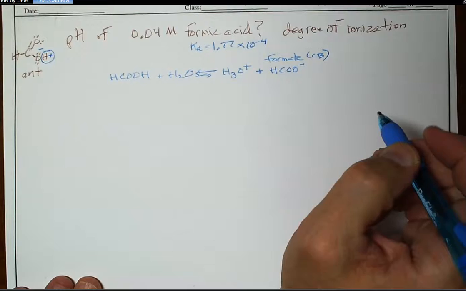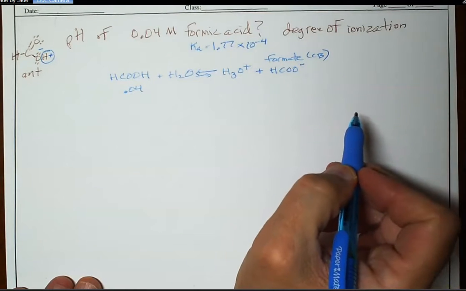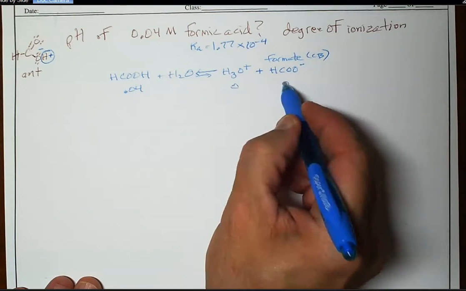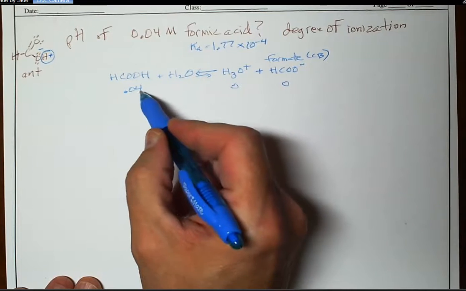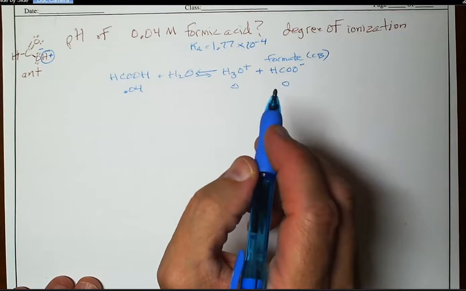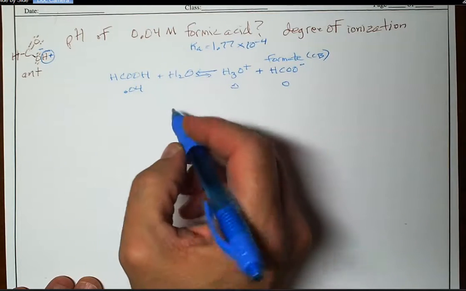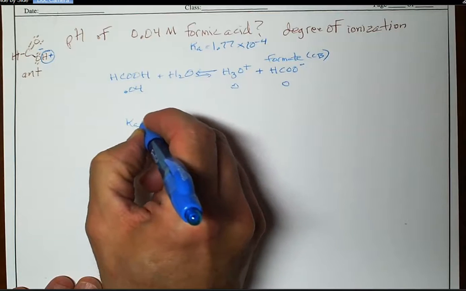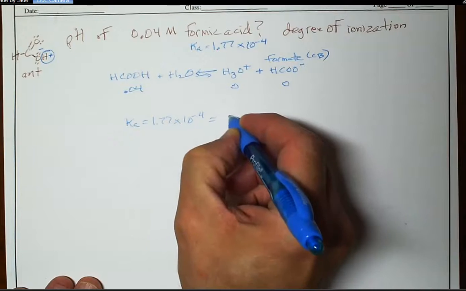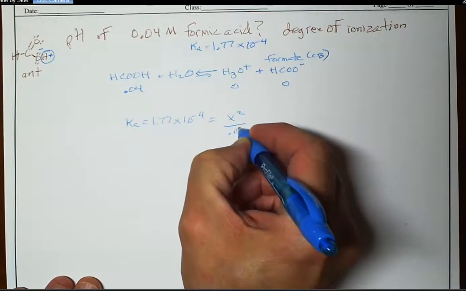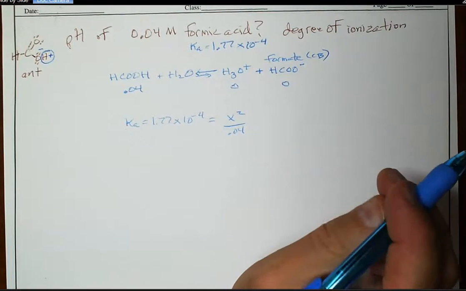CB, conjugate base. All right, so this is initially 0.04 molar, and these are, of course, initially zeros, and this is going to go down by x, and these will go up by x. So we'll have x of each of these, and still essentially 0.04 of this at equilibrium. I hope I don't have to write out that entire ICE table for you here, because I'm not going to. So we've seen enough of these now. We know that the Ka of 1.77 times 10 to the negative fourth is going to equal x squared over 0.04.